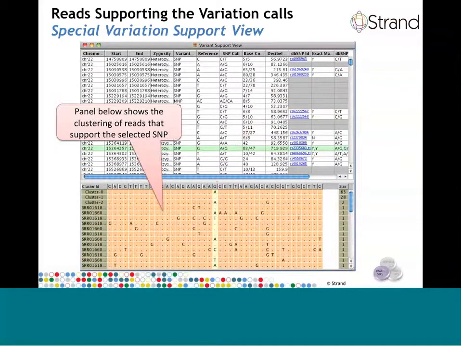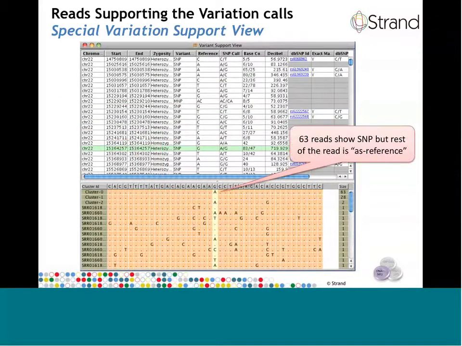In the panel below, we're showing the clustering of reads that support the selected SNP. The top row shows the reference sequence in gray, and the position of the SNP is indicated in a light yellow column. The orange area either shows a dot when the read or cluster is identical to the reference in that position, or a base call if the read contains a base that is not identical to the reference.